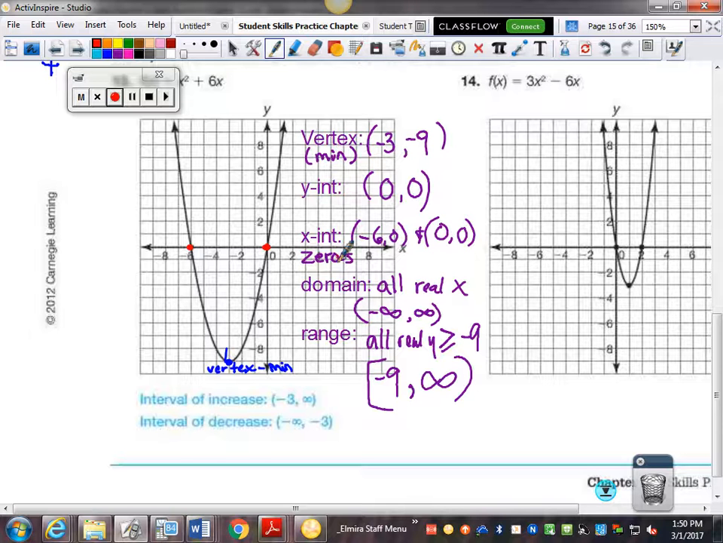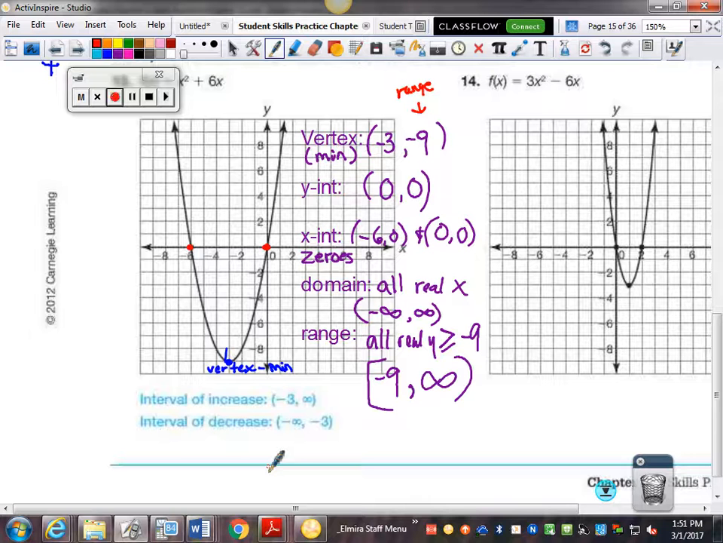Okay? Now the range is related to the y value in your vertex. The vertex is the turning point. So the range here is -9 to +infinity, or all real y greater than -9. If I look at the y-axis in this picture, the graph is passing by all the y values until we hit -9, and then anything below -9, the parabola has turned around and it's not going to pass those points. Okay, so I want you to do that.